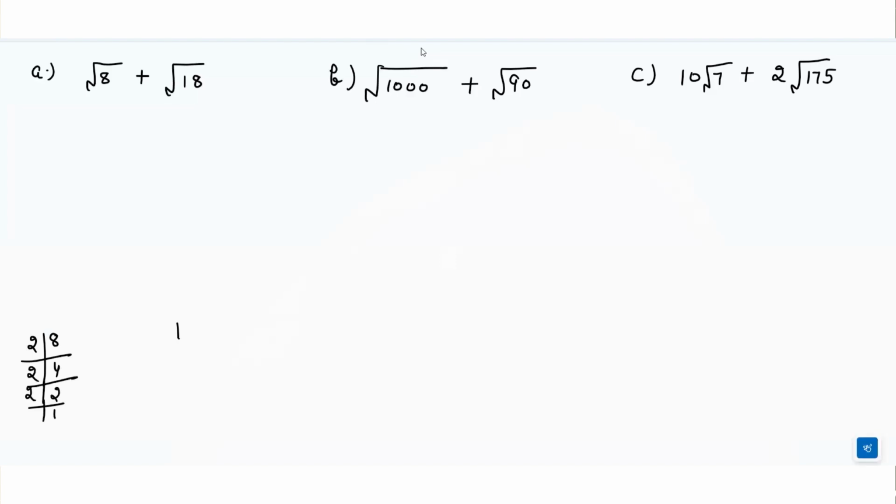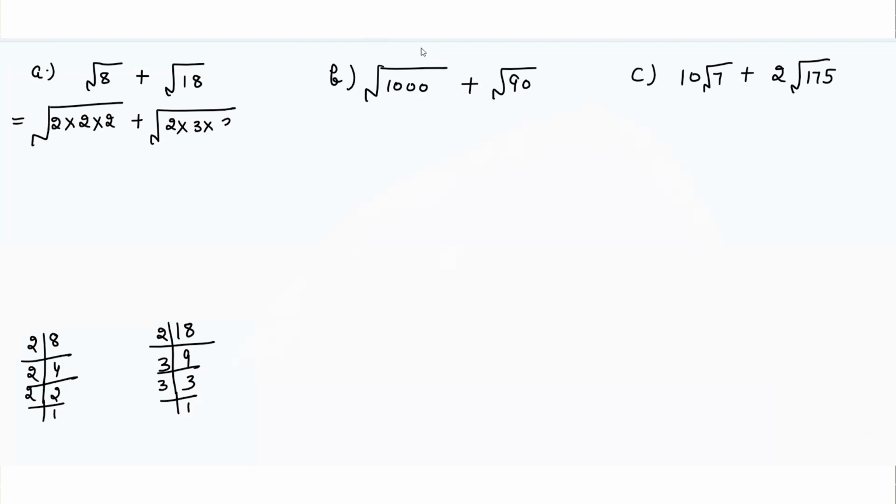Similarly, for 18, we find two 9s, then 3 3s, and then 3 1s. So the square root of 8 can be written as square root of 2 into 2 into 2, and 18 can be written as 2 into 3 into 3. Now it is a pair of 2, it is a pair of 3.